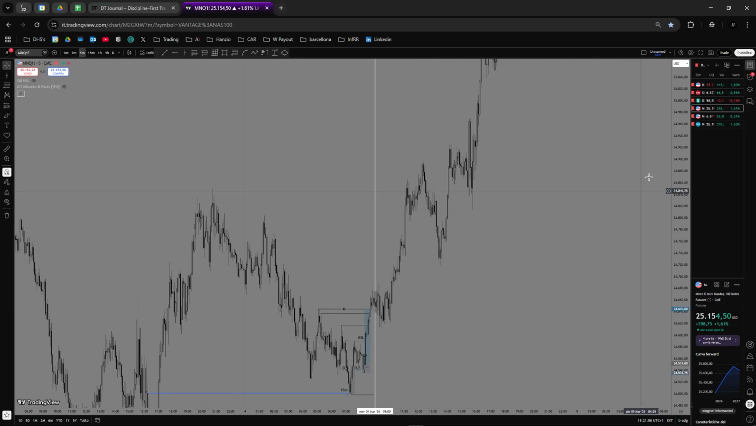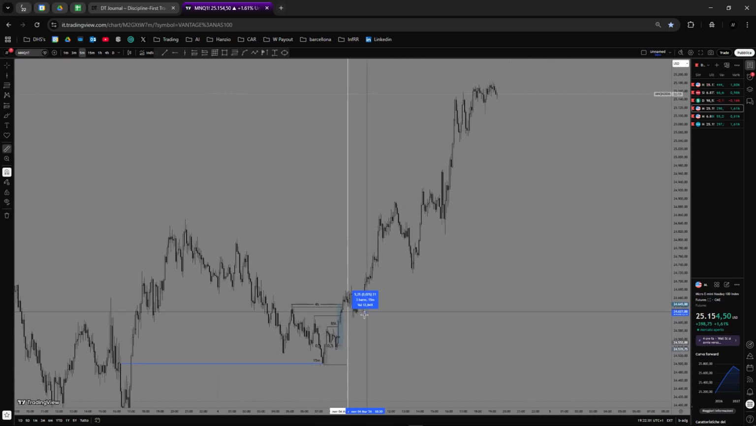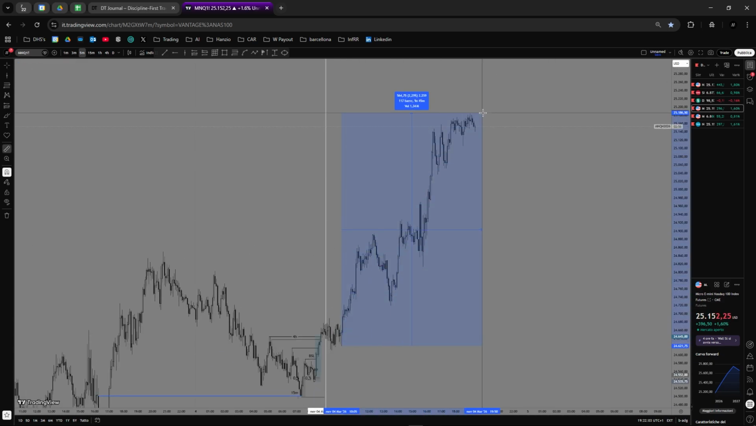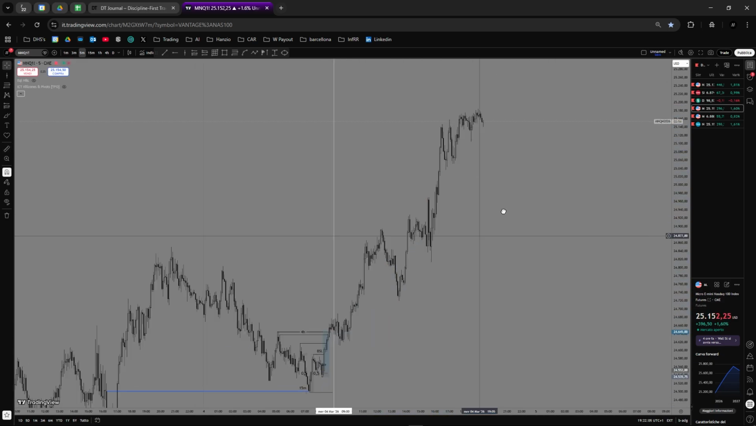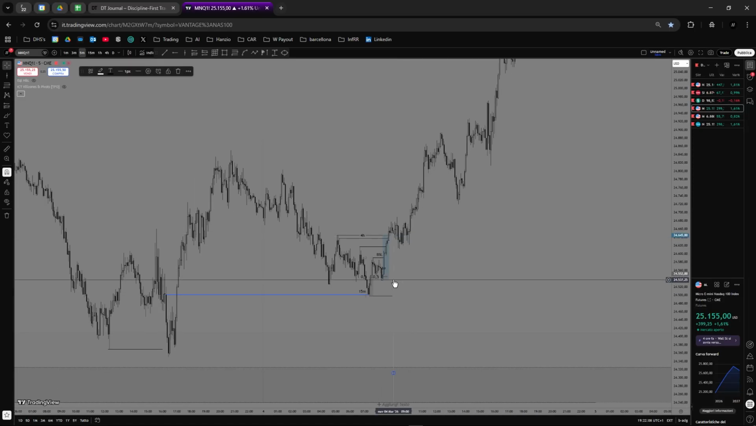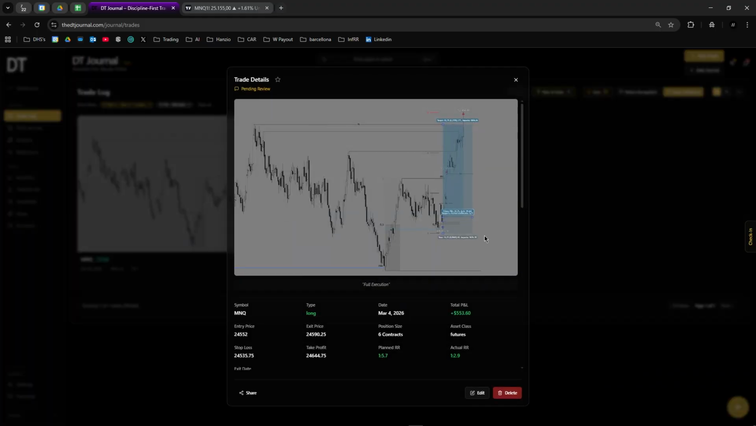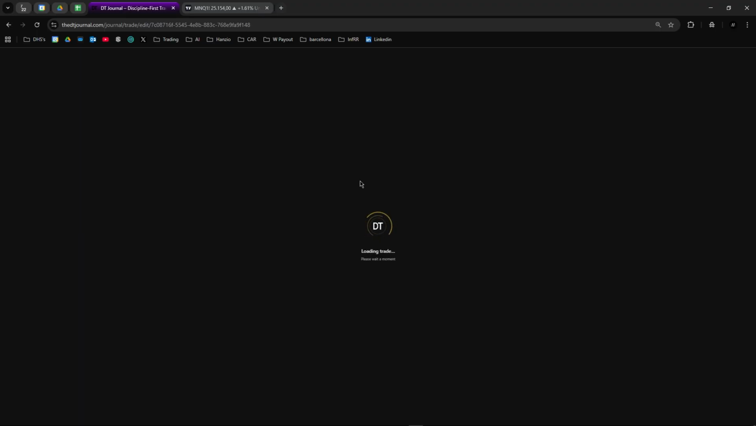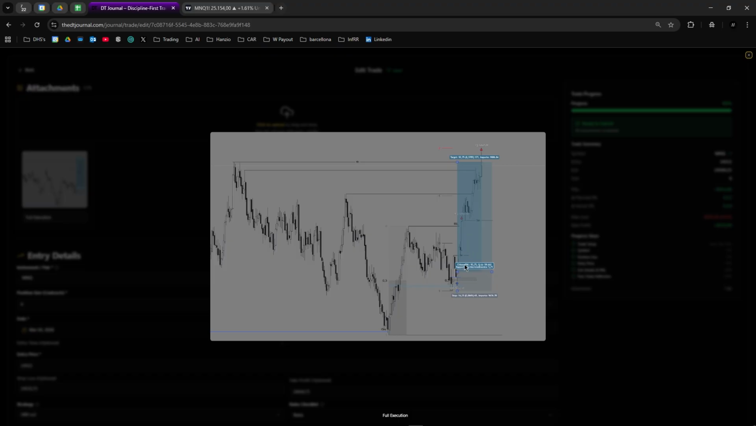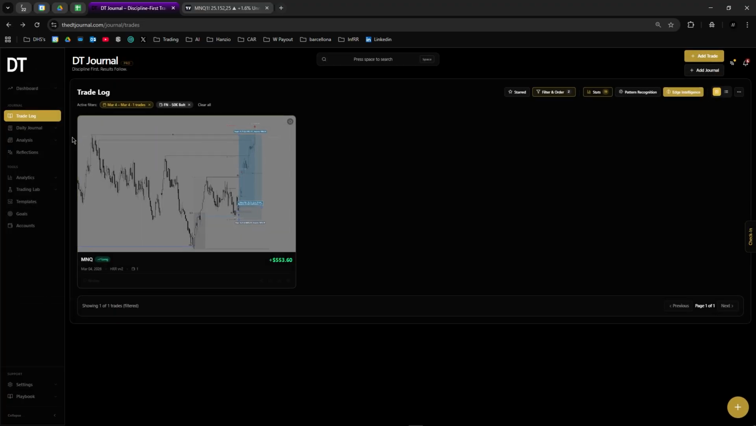I've just looked at how many points I could have caught if I left a runner, but I don't care. I took my piece of the cake and I'm happy. So, let me edit this one. I was in with 6 contracts and closed all the position at this buy side liquidity because I wasn't sure about going for the 4 hour, but I'm going to show you the trade.